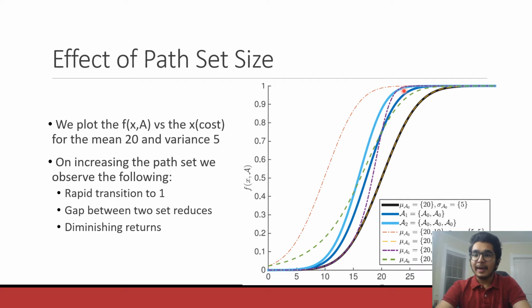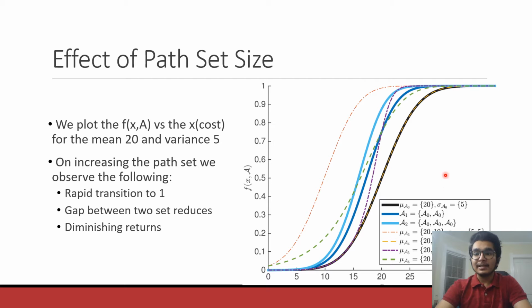So here the black line is where the mean is 20 and the variance is 5, and this is our starting point. From here we'll compare what happens to the graph based on this line. So first let's look at what happens if we increase the path set size.